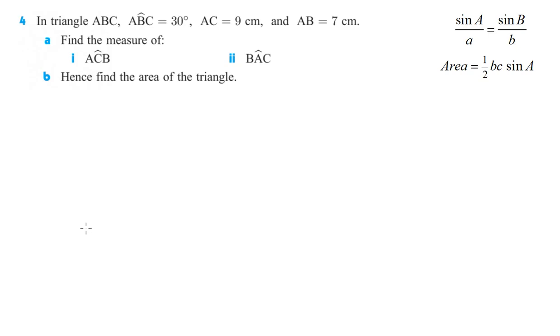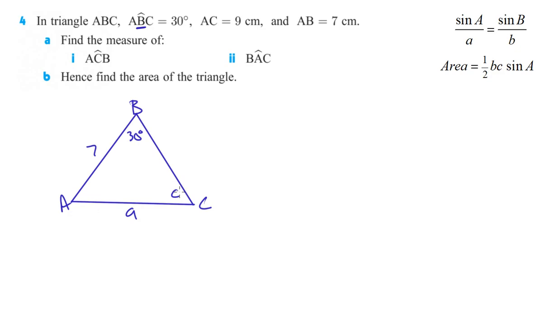Number 4, in triangle ABC, angle B is 30, AC is this and that. So let's draw this thing. They don't give us a picture. Let's make a picture. A, B, C. So they say angle B is 30. Now it says A to C here, which is basically little b, that's 9. And then A to B, which is little c, is 7. Find the measure of angle C.